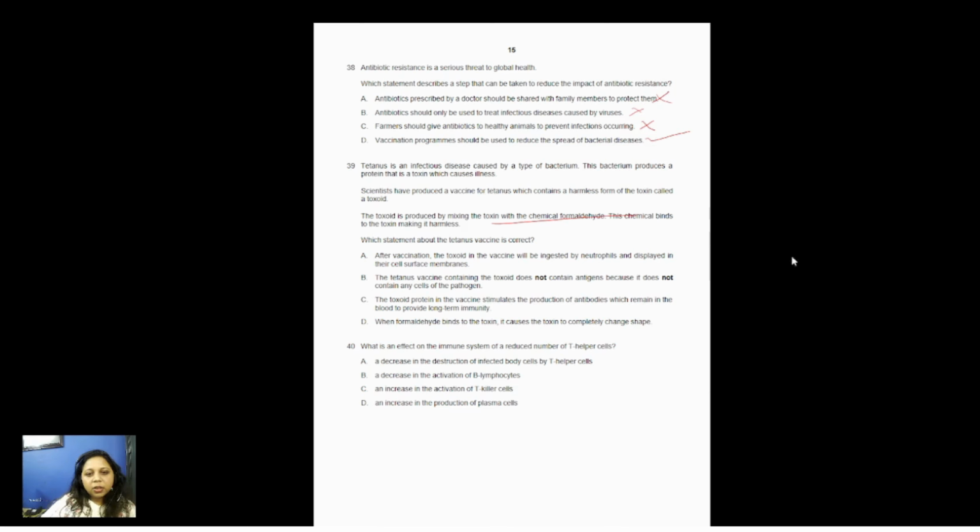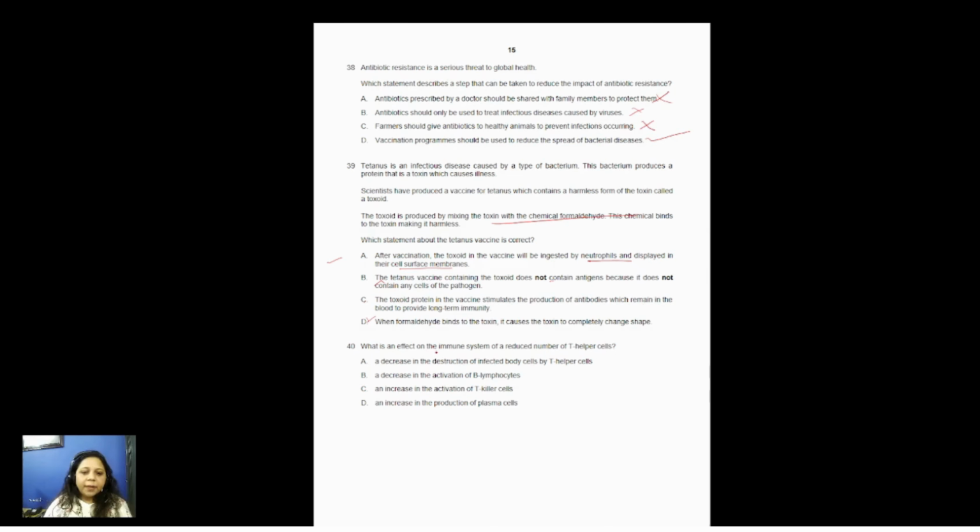After vaccination, the toxoid will be ingested by the neutrophils and displayed on their cell surface membrane. Can be correct. The tetanus vaccine contains a toxoid, does not contain antigens. Definitely they contain. So it is incorrect. The toxoid protein in the vaccine stimulates the production of antibodies which remain. No. When formaldehyde binds to toxin, it causes the toxin to complete. No, it's no. So the answer is A.